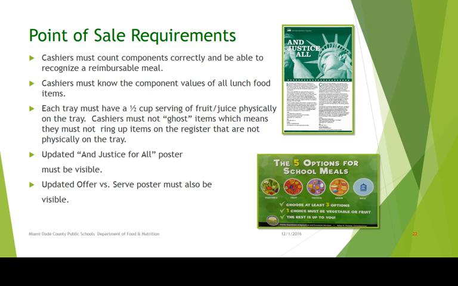As mentioned on a previous slide, cashiers have to be aware of multiple food component items. For example, pizza, lasagna, chicken patty on a bun, etc. Each tray must have a half cup serving of fruit or juice physically on the tray. Cashiers must not ghost items, which means they must not ring up items on the register that are not physically on the tray. Cashiers should explain to the student that their meal is not yet a complete nutritious meal and they need the additional component or components.